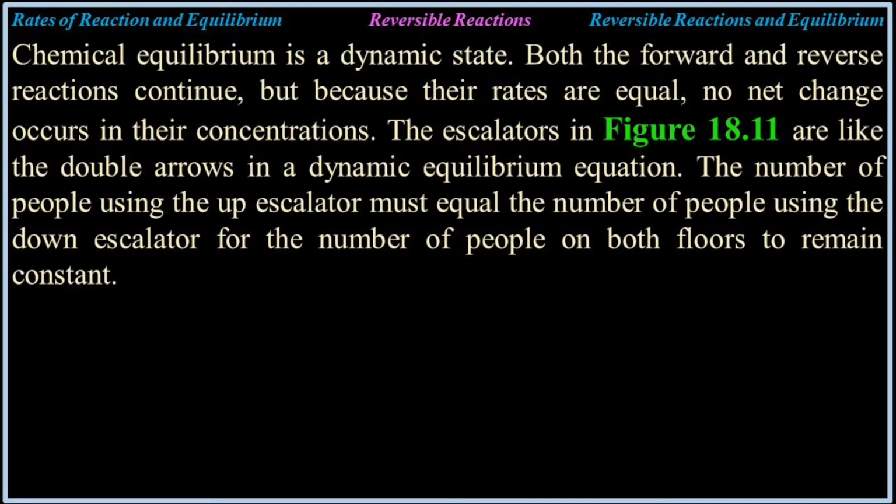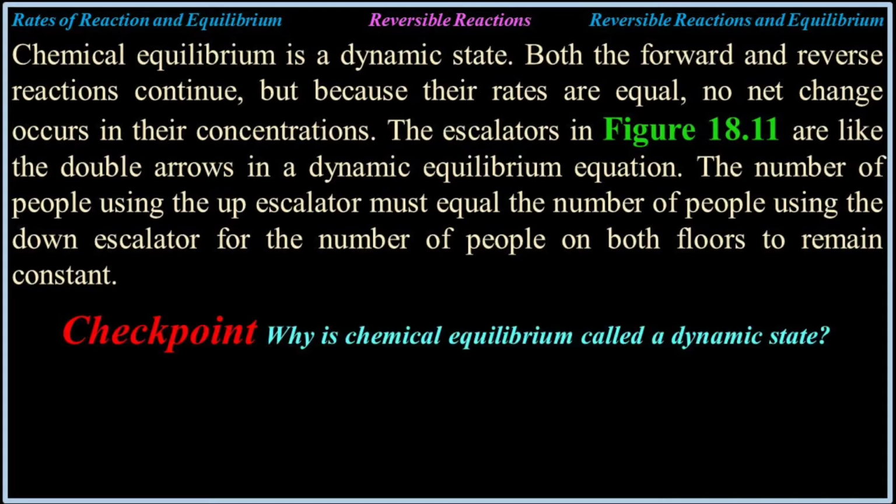Chemical equilibrium is a dynamic state. Both the forward and reverse reactions continue, but because their rates are equal, no net change occurs in their concentration. The escalators in figure 18.11 are like the double arrow in a dynamic equilibrium equation. The number of people using the up escalator must equal the number of people using the down escalator for the number of people on both floors to remain constant.